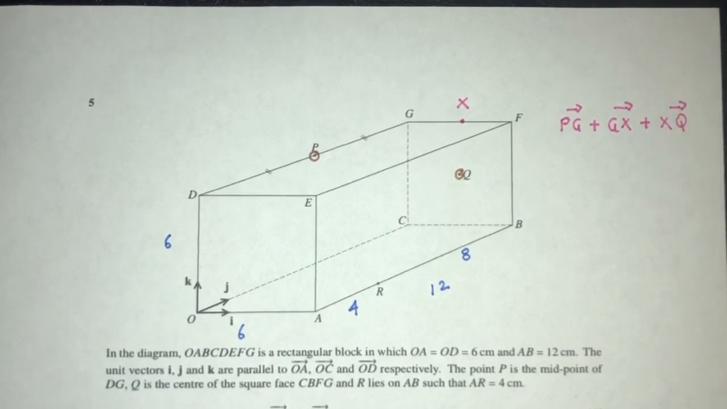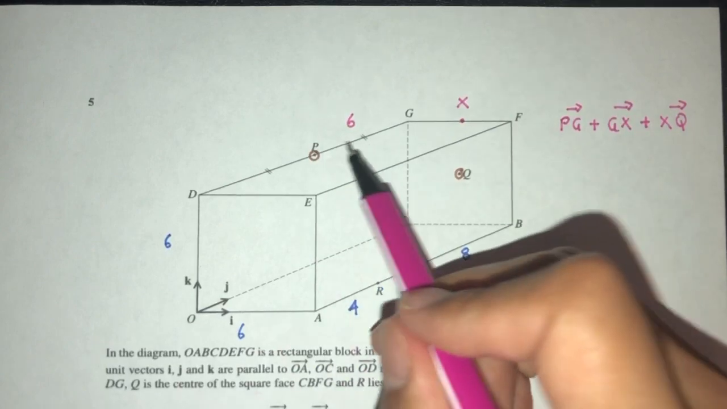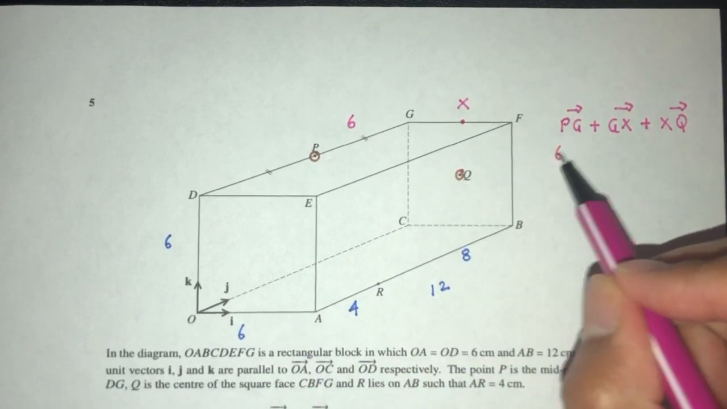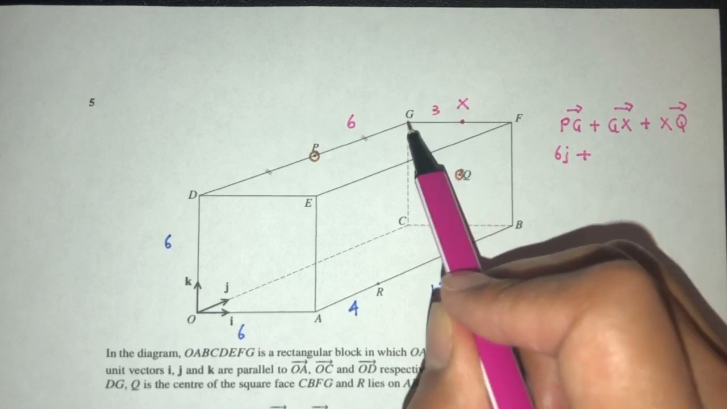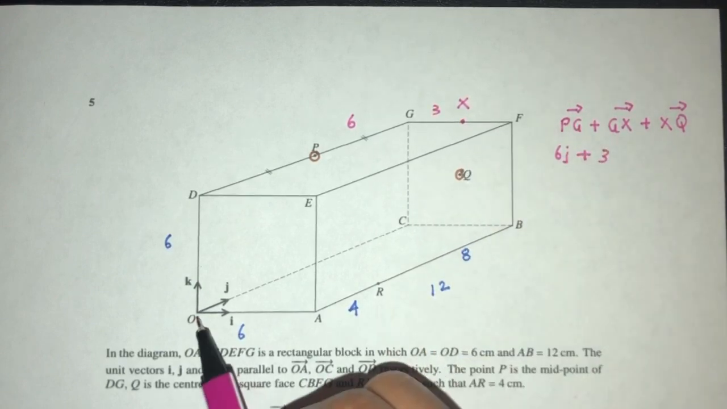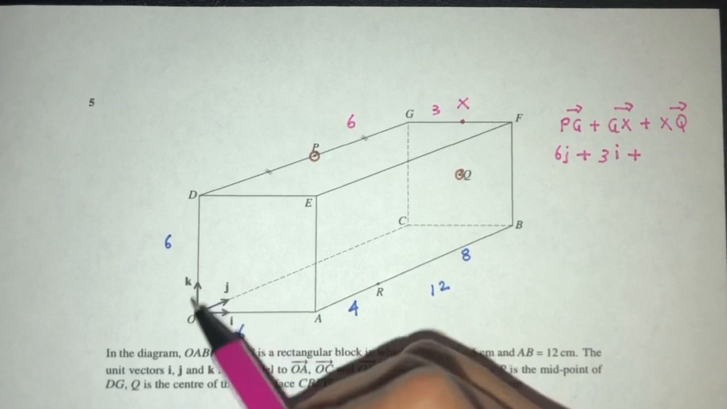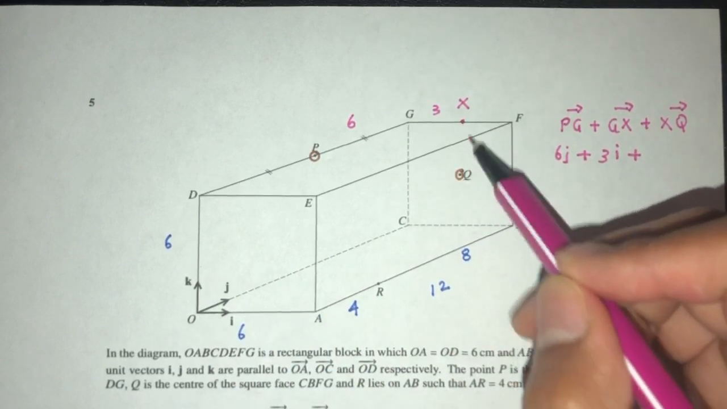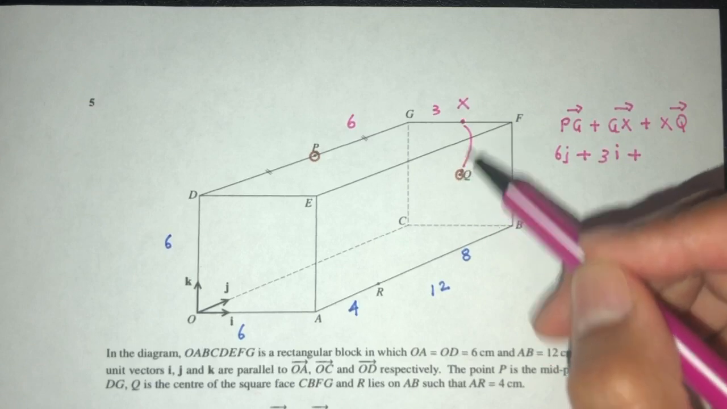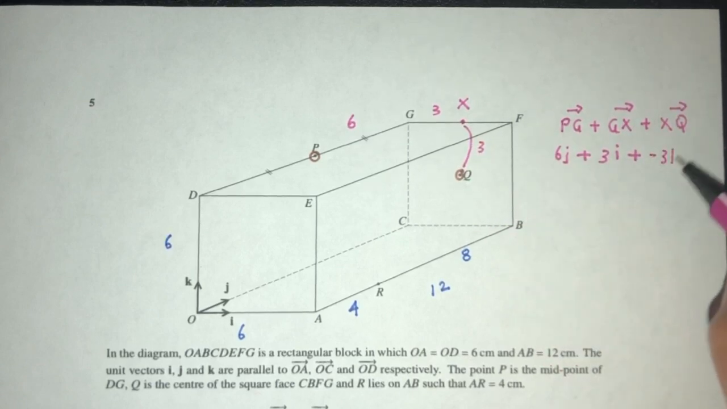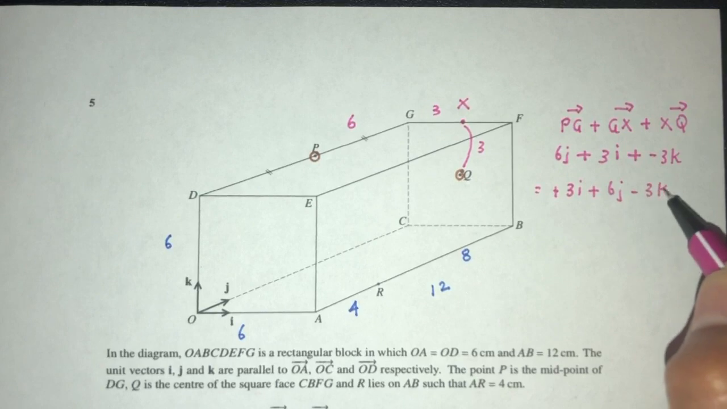Okay, pretty easy, right? So let's do step by step. So PG, we know the whole thing is 12, so this will be 6. Now the direction here is the same direction as J, that will be 6J. Plus GX, GX is in this direction. Now the whole thing is 6, half will be 3. This direction is I, 3I. And plus XQ. Now going up is K, but going down will be minus K. But this length will be what? Because we know the whole thing here is 6, and Q is exactly in the middle. That should be 3. So that will be minus 3K. So your answer will be 3I plus 6J minus 3K.